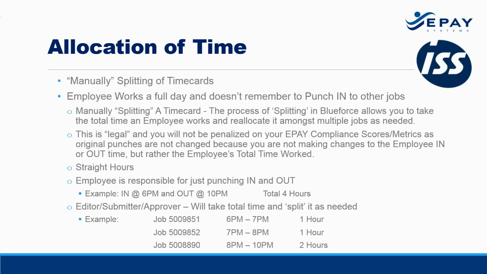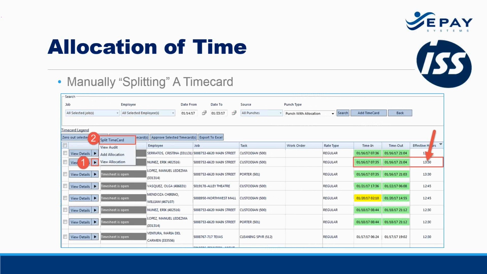So that's the manual splitting of the time card. And the way that works, you go to that particular time card line. For example, on this one, I have 13 and a half hours currently selected for Eric Nunez, who works my job over at 6620 Main Street in Houston, Texas. From there, I want to take his 13 and a half hour day and split it up amongst other jobs he worked that day.